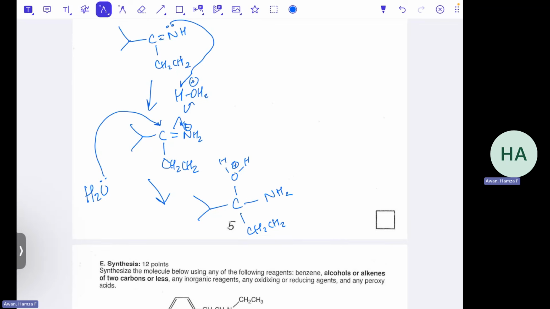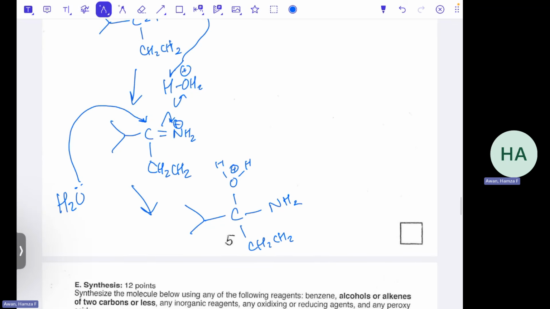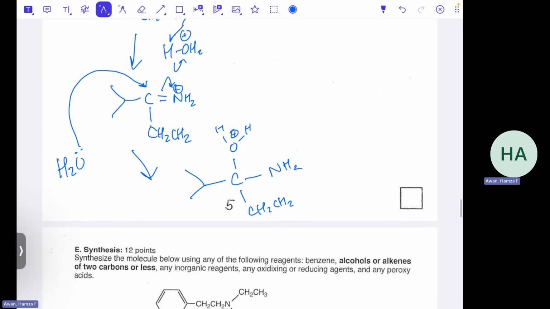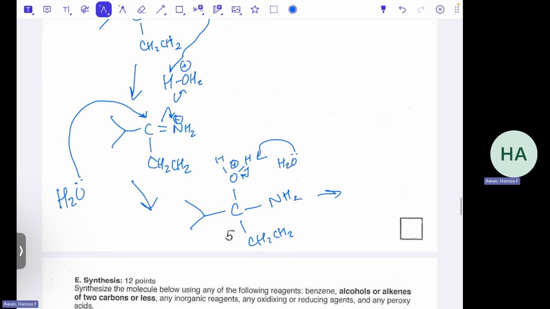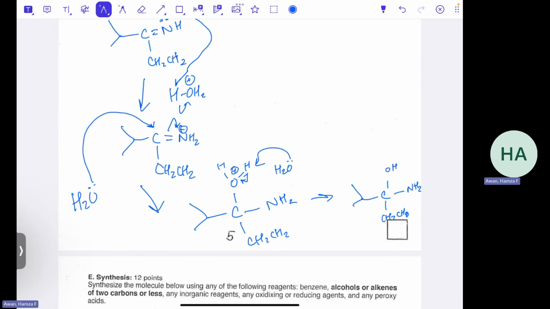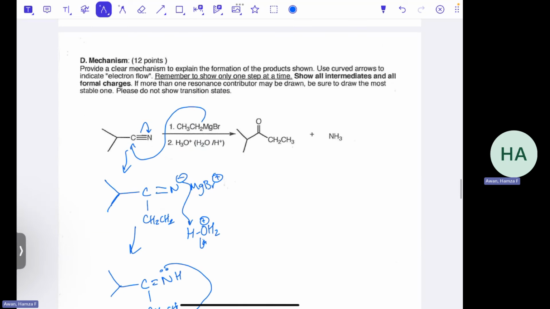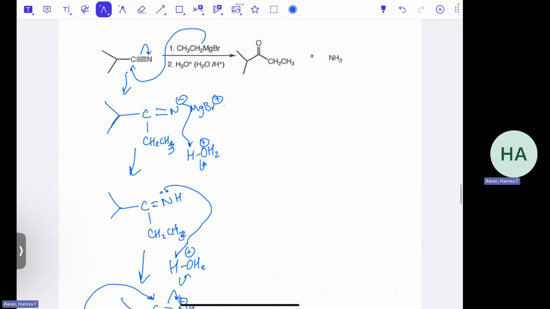CH2CH2. And now what we need to do is deprotonate the oxygen, because right now it's just H2O, so we can just use H2O one more time to take this hydrogen off. And the product for that, we would have this C, NH2, OH, CH2CH3. CH2, CH3. I've been writing CH2, CH2 this entire time. That's crazy. My bad, guys.